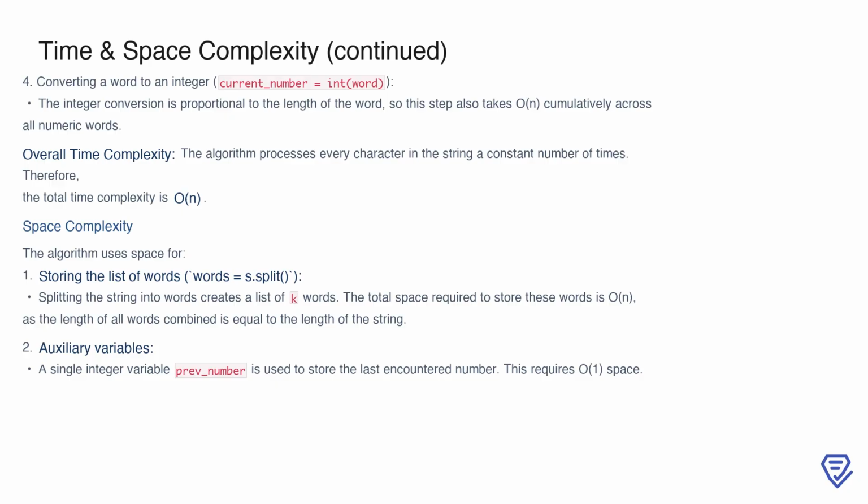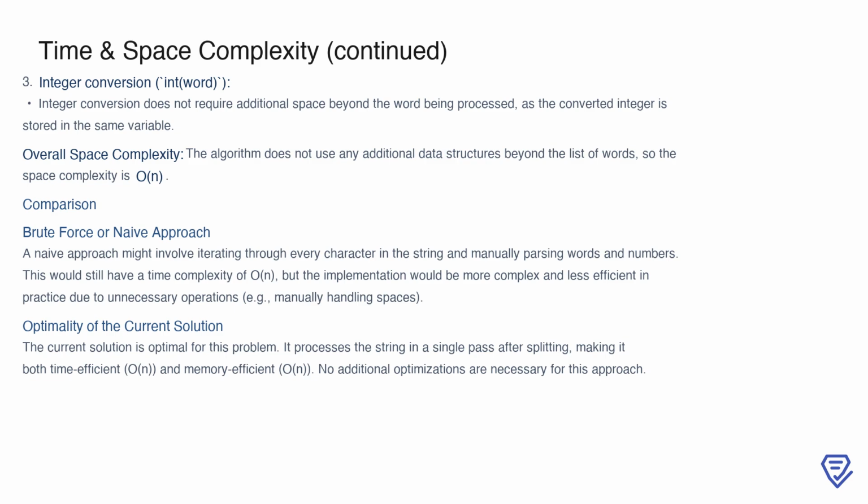Now turning to space complexity, the algorithm requires memory to store the list of words generated by s.split. The total space used for this list corresponds to the combined length of the words, which is O(n). Additionally, there is a single integer variable prev_number used to store the most recent number, which takes constant space, or O(1). Looking deeper into the space requirements, the integer conversion step itself does not need extra memory beyond the space already allocated for the word being processed. The converted integer is simply stored in the same variable. Thus, there are no additional data structures beyond the words list, meaning the overall space complexity remains O(n).